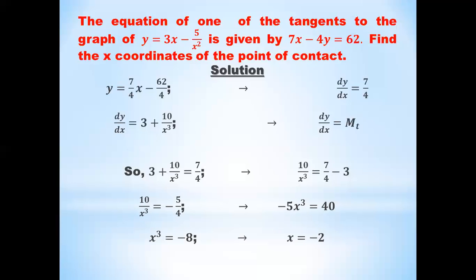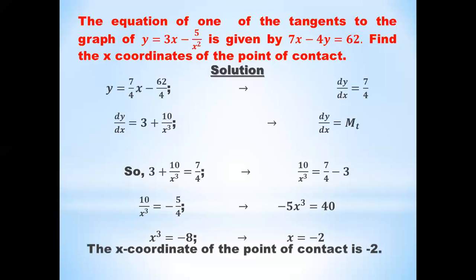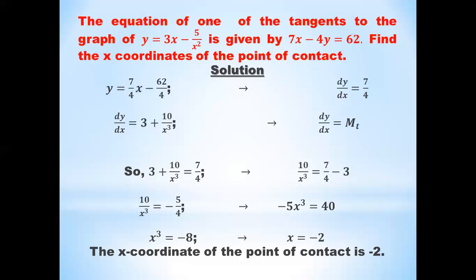Well, what can we do? You can divide both sides of the equation by negative 5 and then find the cube root. So obviously, the cube root of negative 8 will give us x is equal to negative 2. Now, as we got the value of x, at the point of contact, x will definitely be equal to negative 2.